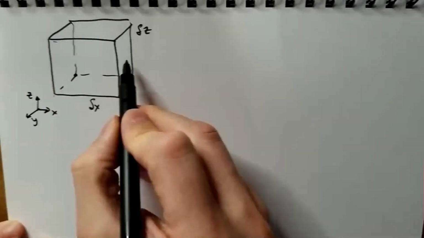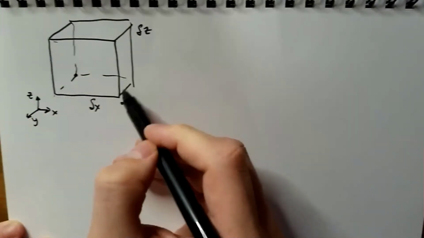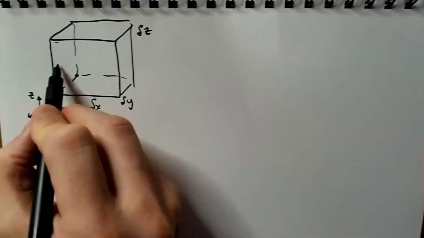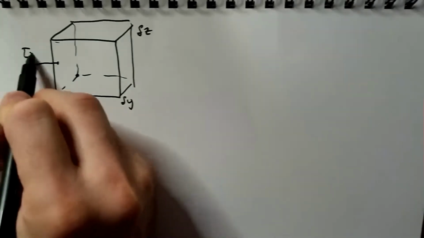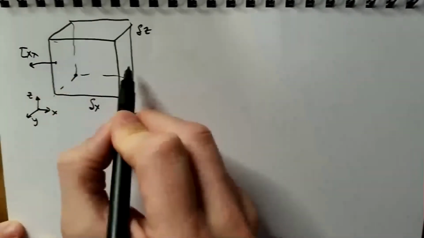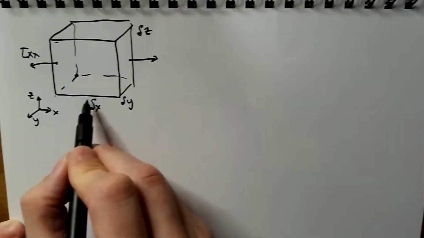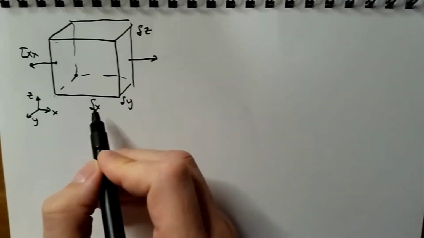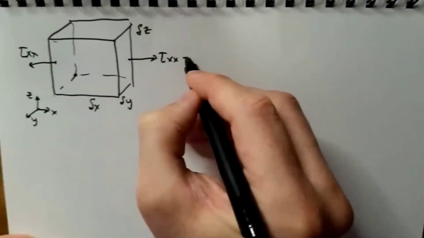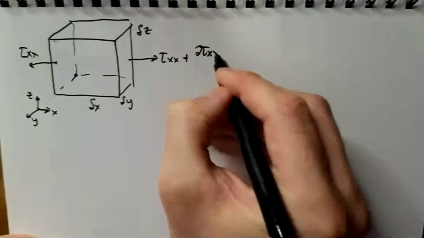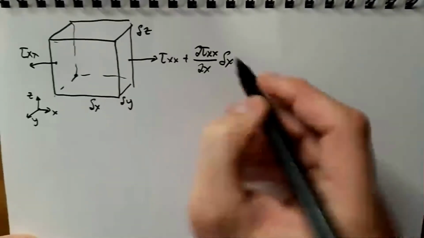Now I will say that first I will cover faces in the x direction. On this face, let's say I have stress tau xx, normal stress. On this face, because delta x is very small, I will again use Taylor series approximation.